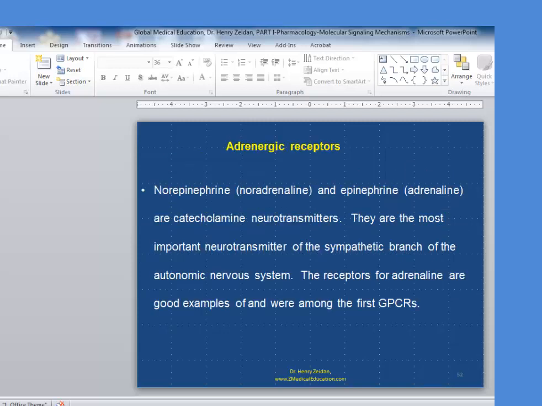What are common adrenergic receptors? So I'm preparing you actually for adrenergic drugs, agonists, antagonists, side effects. All the story for the next few lectures. When we talk about adrenergic receptors, we're talking about norepinephrine as a common catecholamine neurotransmitter.